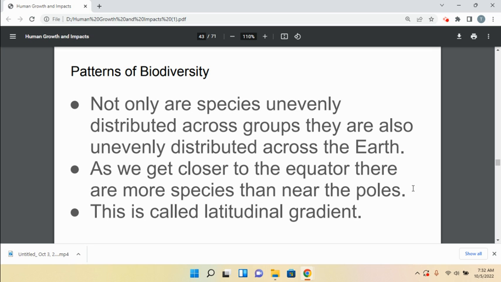It's very similar to the human population. You find far more humans in the tropical areas than you do at the poles. You find far more diversity in life near the equator than you do near the poles. This is called latitudinal gradient.